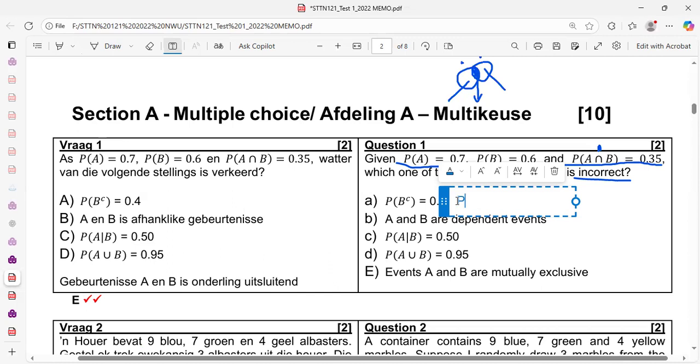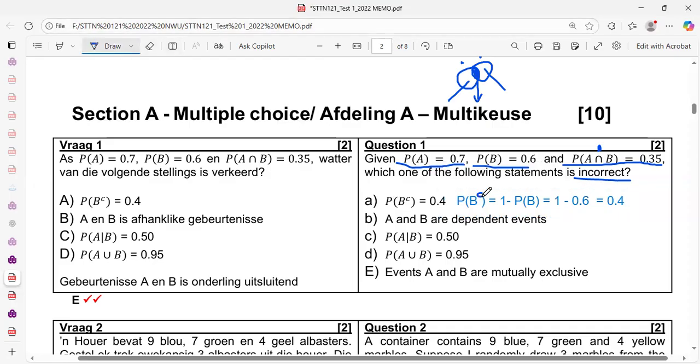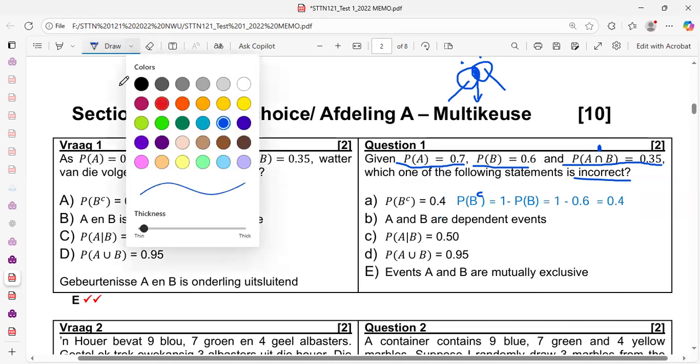Let's prove. The probability of the complement B, I'm going to put the symbol there, is equal to, remember the formula, 1 minus the probability of B, in this case. 1 minus, what is the probability of B? 0.6. Which is equal to 0.4. So statement number one is correct. I'm going to put the tick here. Statement number one, if you check, it is correct.